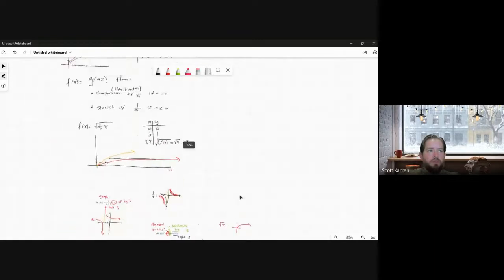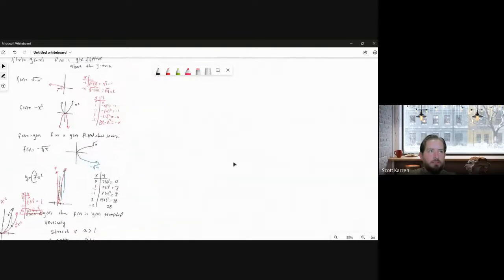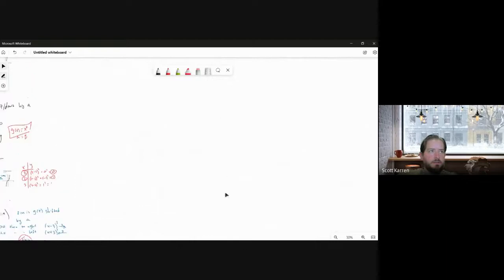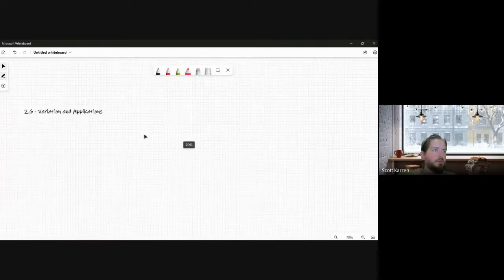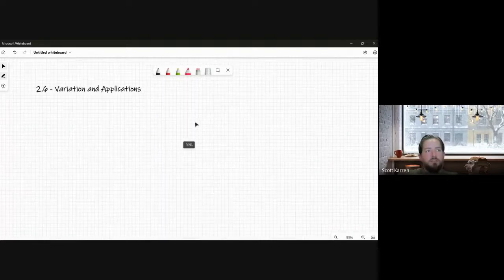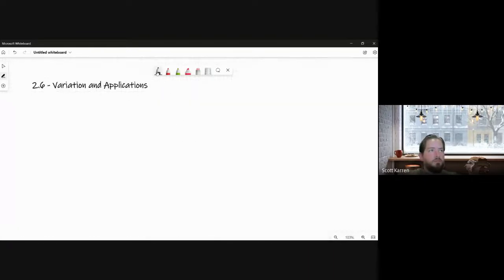But 2.6 is way up here. Is on variations and applications. So we have two types of, well, we have a lot of types. We have two main types. The first is direct variation.